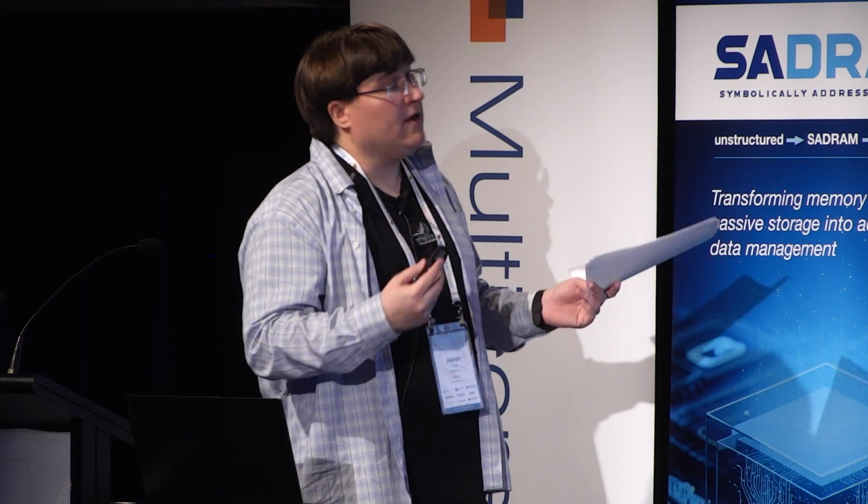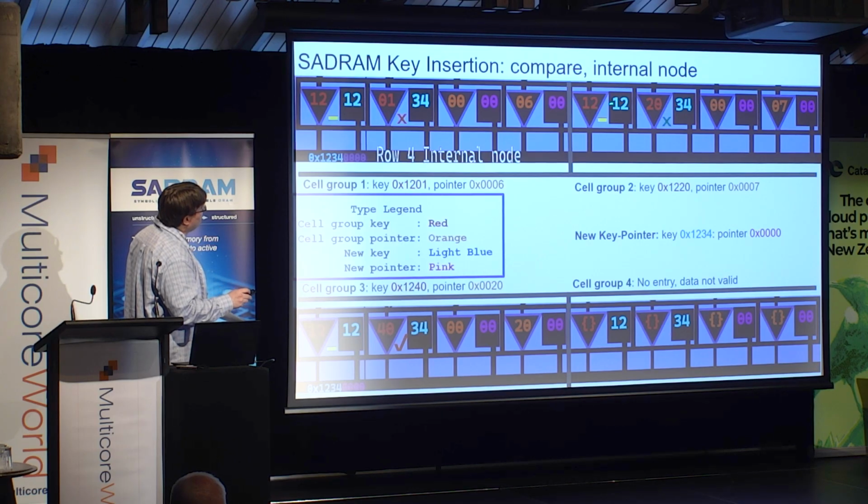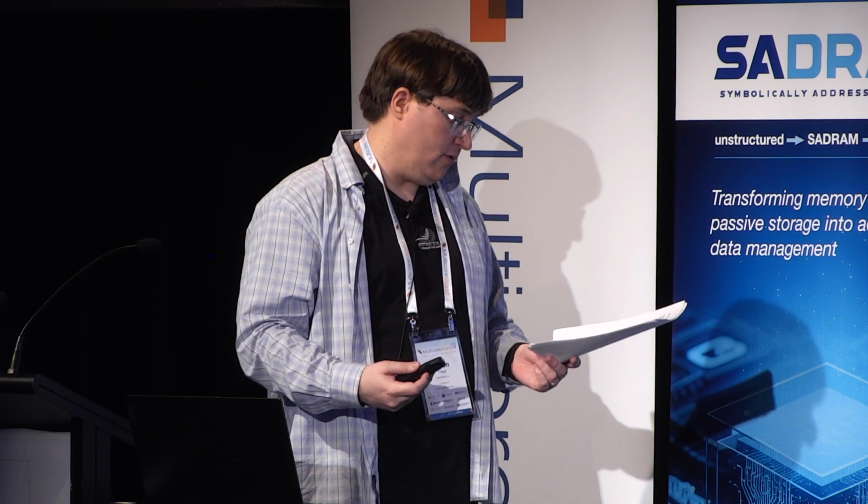All right. Now, the other thing that we can do within the sequencer is compare numbers. That's what I'm trying to represent here and here and here and here and down here and down here. Comparison is bitwise in SADRAM, and a carry bit propagates through the cell group.